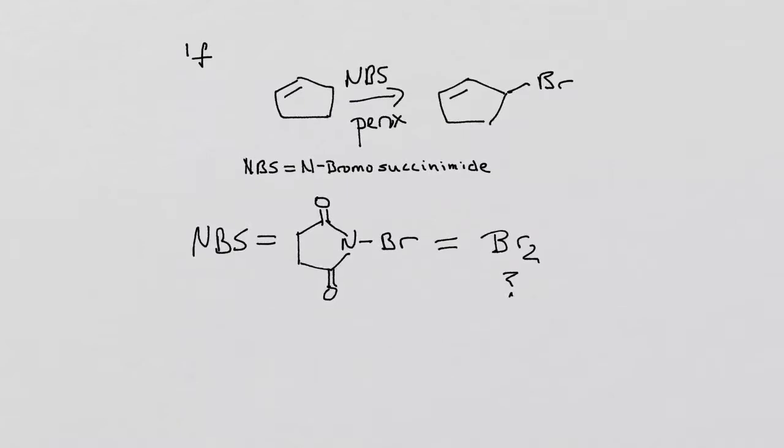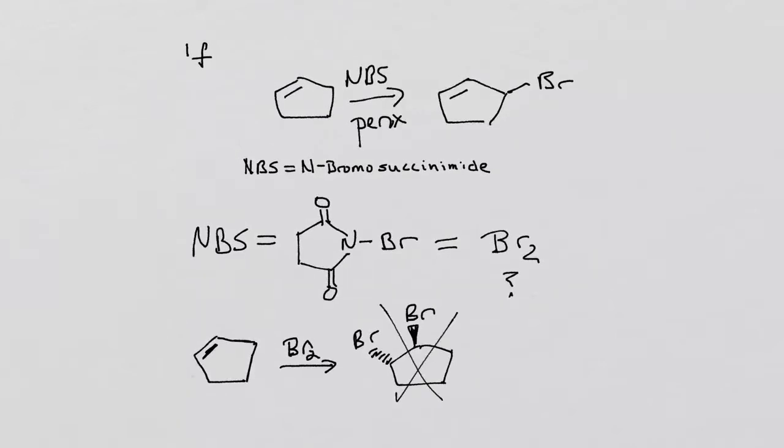Another reason is that NBS gives us a relatively low concentration of Br2, and that helps the free radical halogenation occur instead of the reaction that you might be wondering why it's not occurring if this is actually a source of Br2. Why isn't Br2 just adding to give me this dibromide? That doesn't happen in this reaction, and part of it is because, once again, we're using NBS, so we have a really low concentration of Br2.